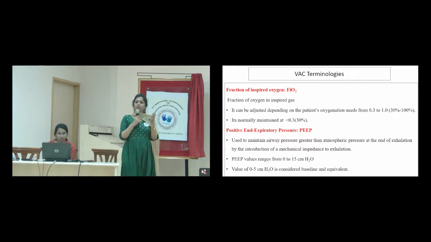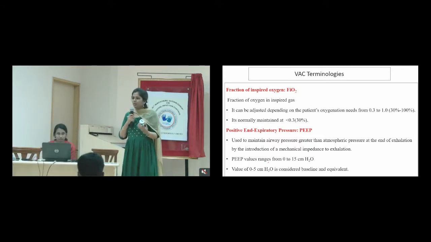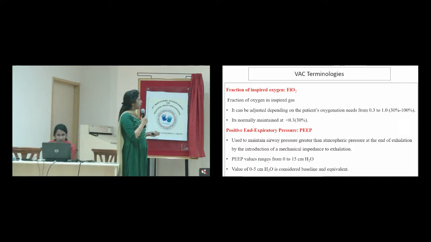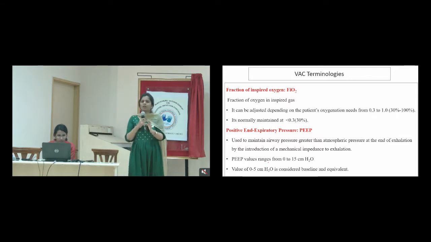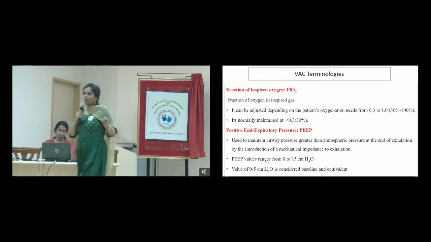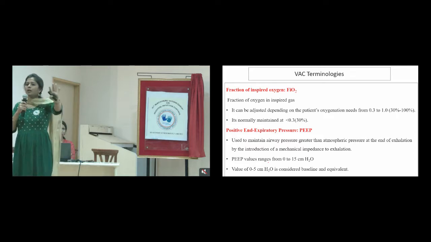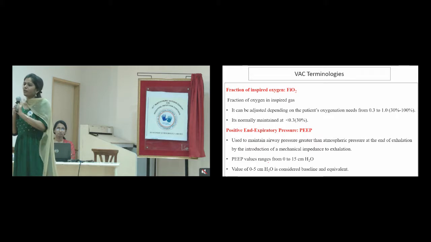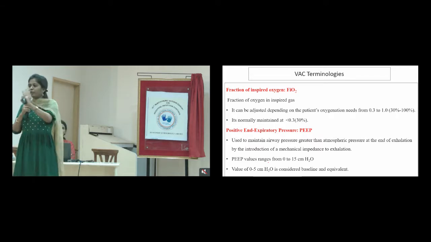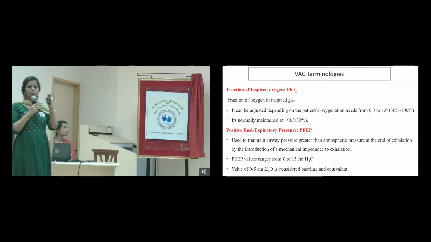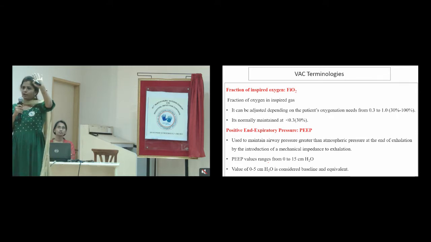Again, this is the pressure mechanically applied by the ventilator to the terminal alveoli, so that the alveoli do not collapse. The values range between 0 to 15. Anything between 0 to 5 centimeter water is considered normal and equivalent. What is the meaning of normal and equivalent? If you have a PEEP value of 1 and 4, it means that it is 5. Any value between 0 to 5 is considered equal and equivalent. Say you have 1 and 4, you can consider it as 5.